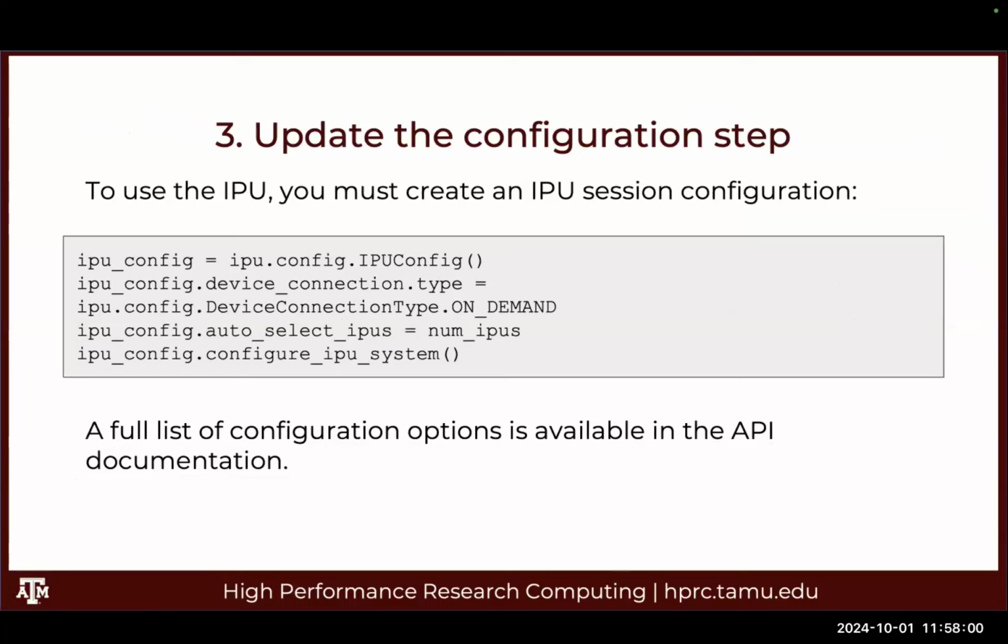Here, when we do the IPU session configuration for the TensorFlow model, we can actually set the device connection type. We can set it to be on demand, so when the IPU is used, it will be attached. When it's not used, it's not attached. So connection type can be always or on demand. If you choose always, the IPUs will always be attached, but I think on demand is a better option. And then here, we know that in the first step, we chose the number of IPUs to be 2. So we also need to set auto select IPUs in the IPU config to be 2, right? This is the number of IPUs, and then configure the IPU system. These are the more options we have used in this section.